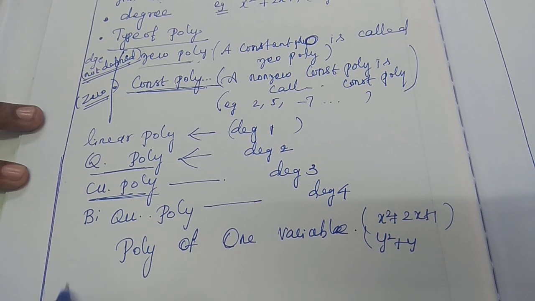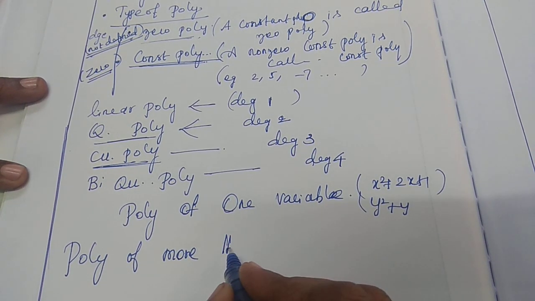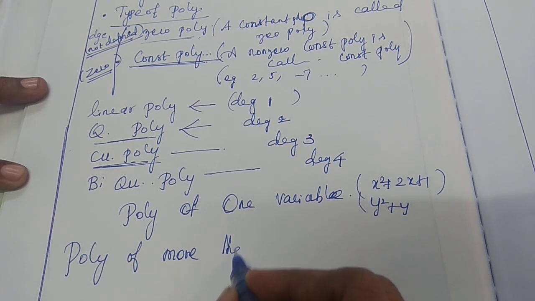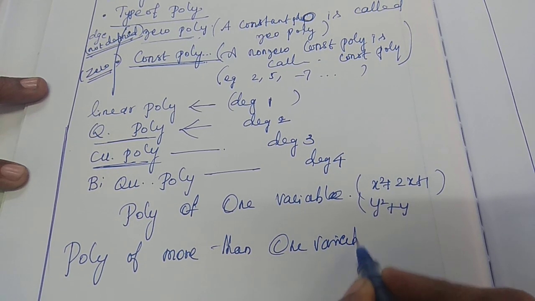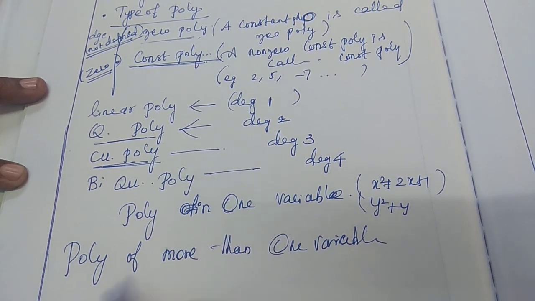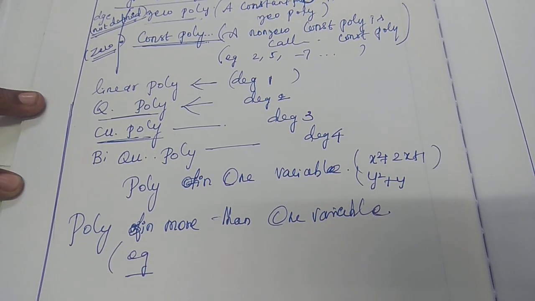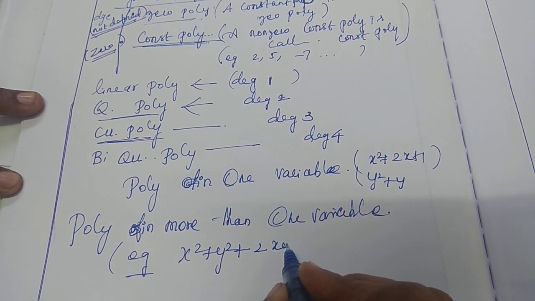We can also have polynomials in more than one variable. Polynomial in one variable, polynomial in more than one variable. Let me give some examples for that. The example is x square plus y square, or say 2xyz.